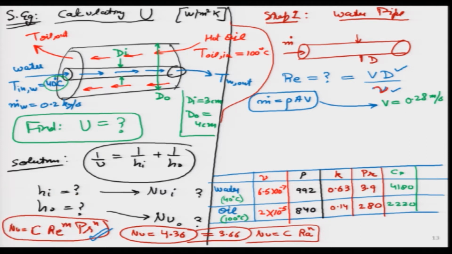Now, this velocity I have calculated. So, Reynolds number turns out to be velocity into tube diameter, which was I think 3 centimeters. So, I can write it as 0.03 meters. Okay. And the nu value I will get from here.